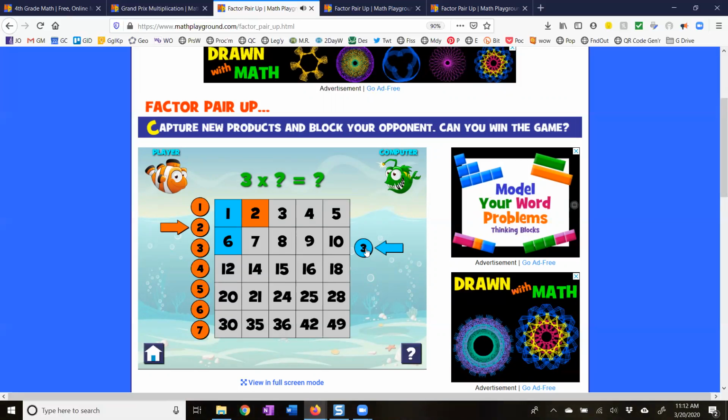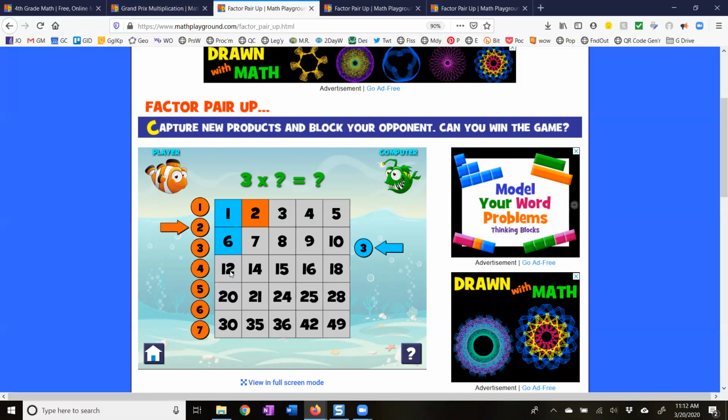He responds with a 3. 2 times 3 is 6. So now this 6 has been filled in with blue. I'm the orange, he's the blue. He's got 2 in a row. I need to block him if I can.